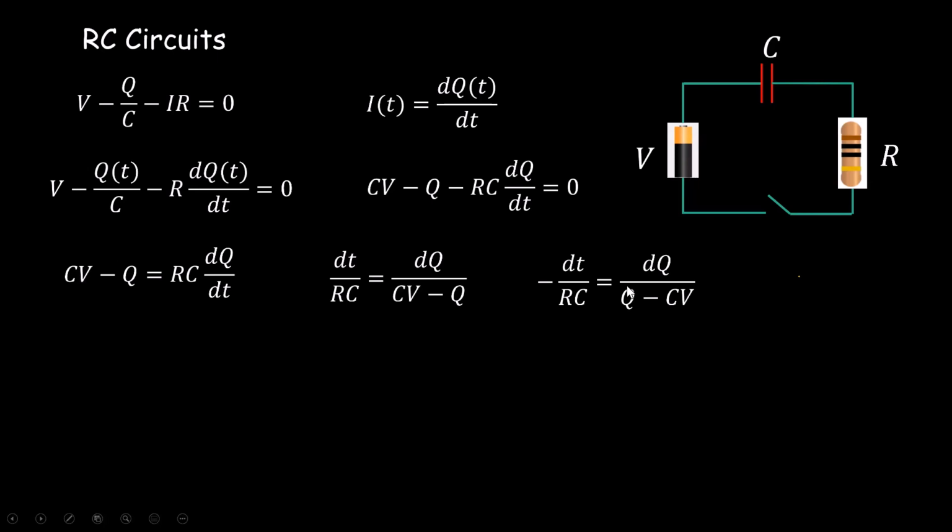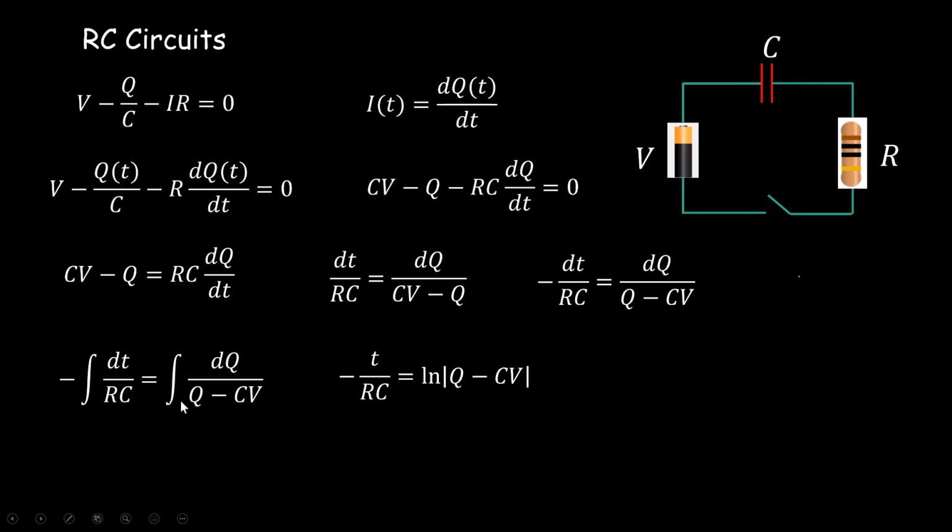And then after this, if you separate the variables, you need to take the integral of both sides. Then you take the integral of both sides, the integral of dt over RC on one side, the integral of dq over q minus CV on the other side. And you know that the integral of dt, this RC is all constant, comes out, and integral of dt is just t, and integral of du over u, if you take q minus CV as u, becomes ln of u, which is q minus CV.